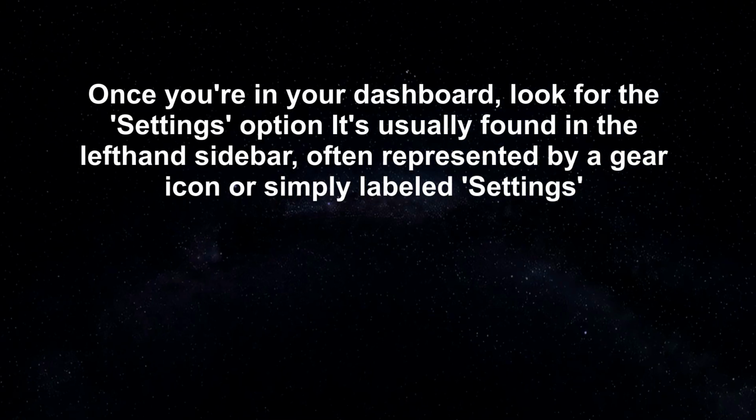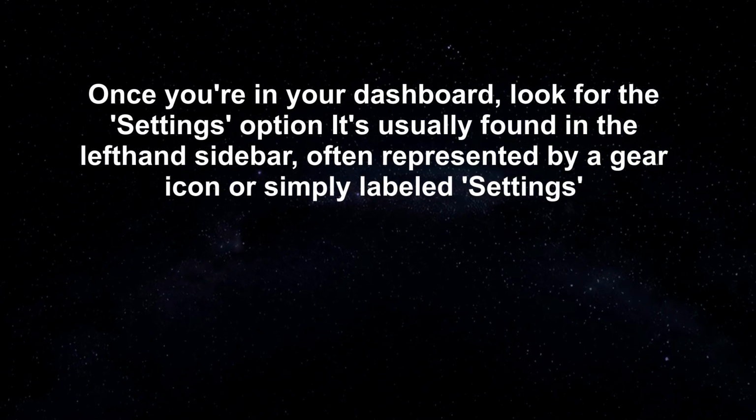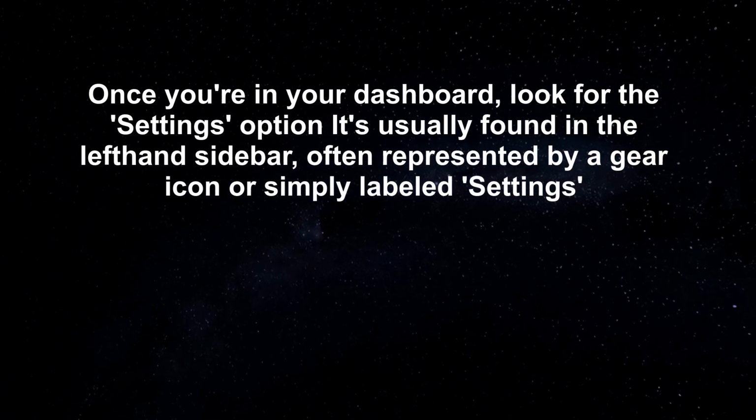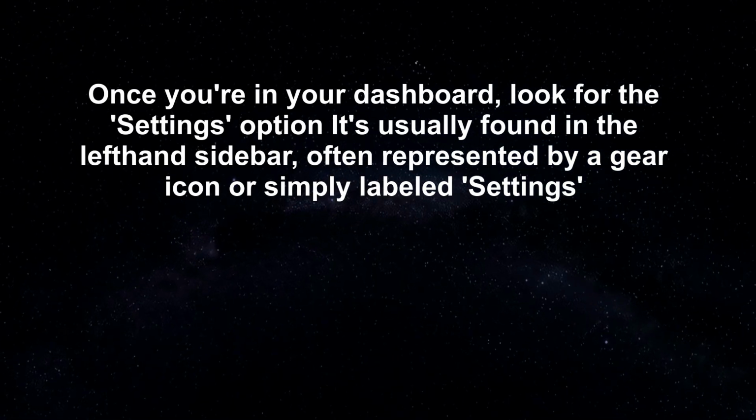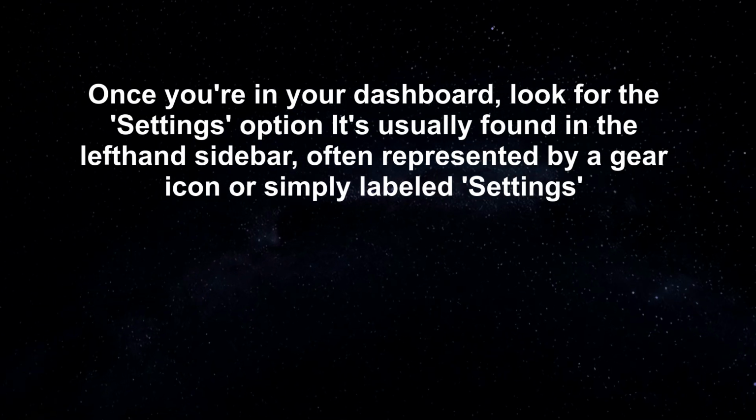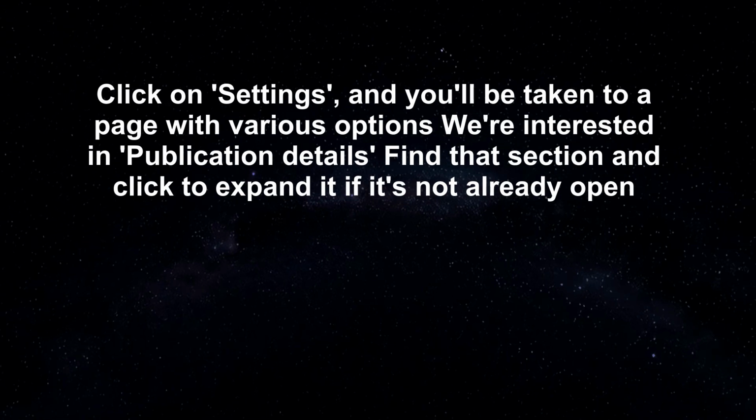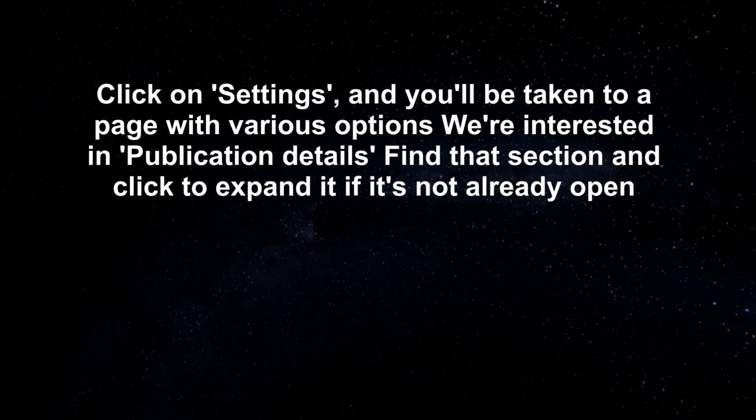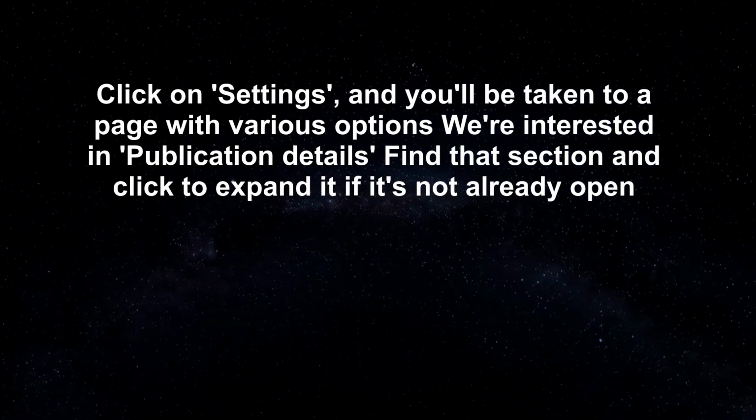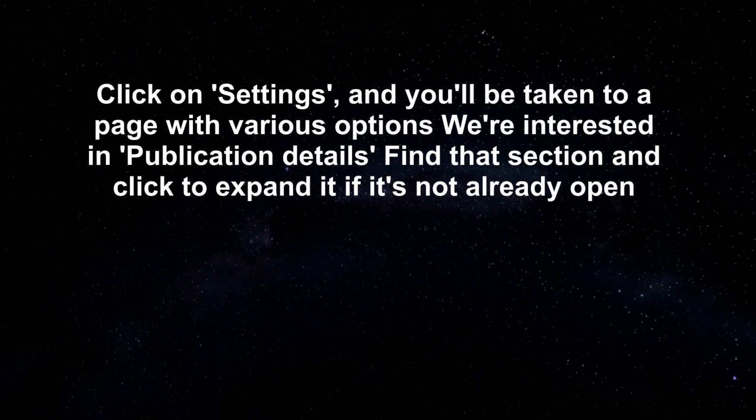Once you're in your dashboard, look for the Settings option. It's usually found in the left-hand sidebar, often represented by a gear icon or simply labeled Settings. Click on Settings, and you'll be taken to a page with various options. We're interested in publication details. Find that section and click to expand it if it's not already open.